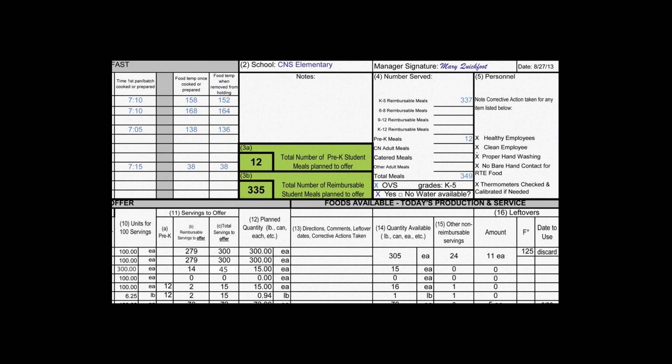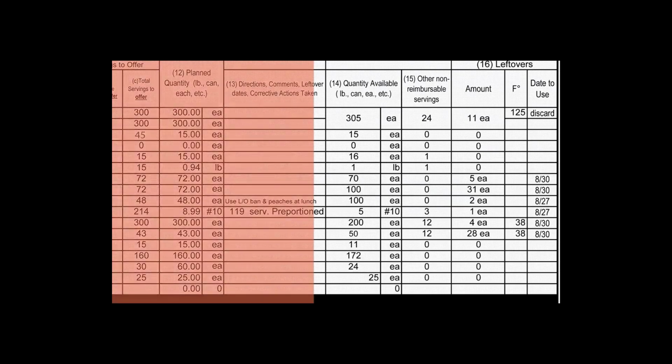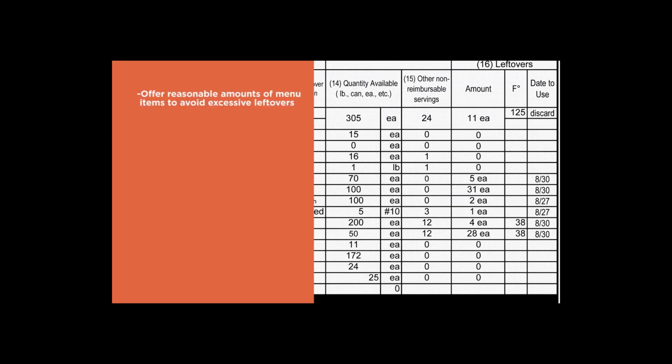For example, if you are planning 335 reimbursable student meals, you cannot plan more than this number of total entrees or milks. Likewise, you could not plan more than 335 servings of fruits if students are only allowed to take 1 serving. You would plan less than these amounts if students participate in OVS and often decline some menu items. Remember to plan to offer reasonable amounts of menu items to avoid excessive leftovers, using past production record information for accurately forecasting numbers of servings needed.